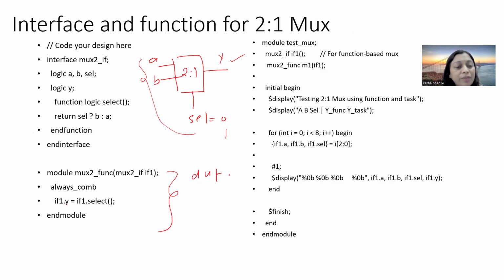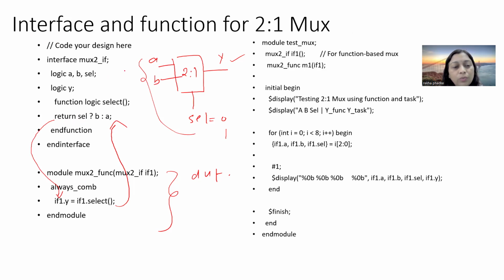So when I say if1.y is equal to if1.select, then this function, which is in the interface, will be called. That's the reason I put if1.select. So this function will be called, and based on the value of sel, A or B will be returned, which gets stored in Y. So this is what happens when I have a 2 to 1 mux using an interface, which has not only signals, but also a function bundled in it.